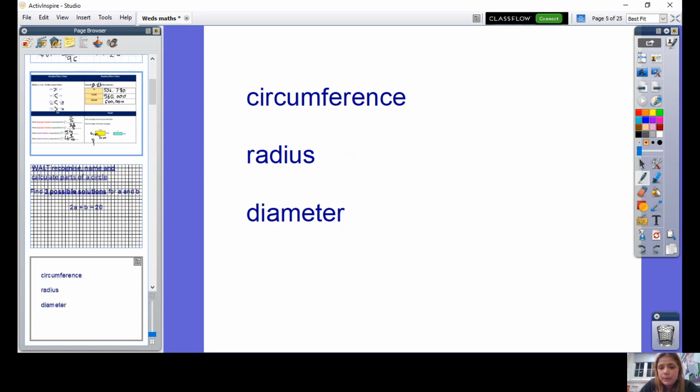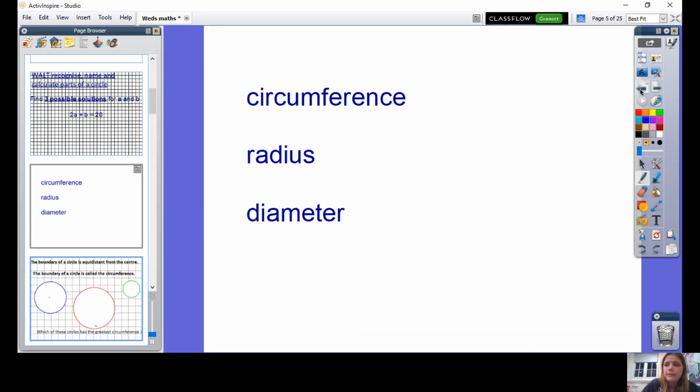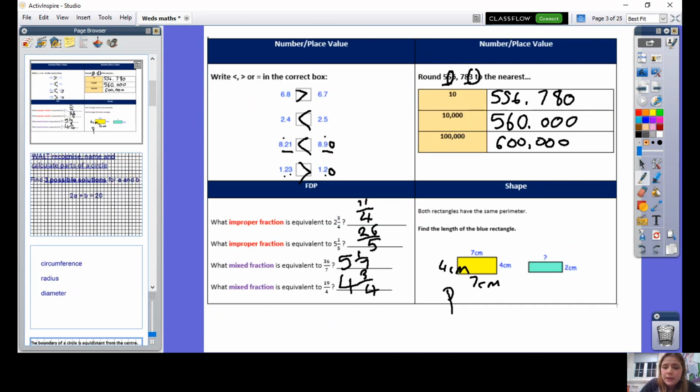My favourite way of finding the perimeter of a rectangle is to add those two together. 7 add 4 is equal to 11, and then double it. The perimeter is 22 centimetres for this shape. That means I know that these two added together and then doubled also equal 22.